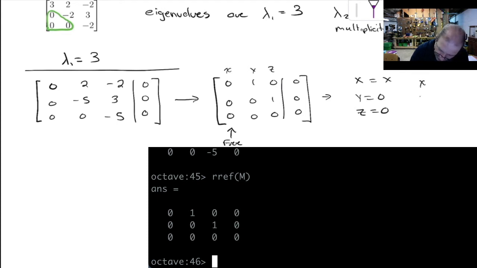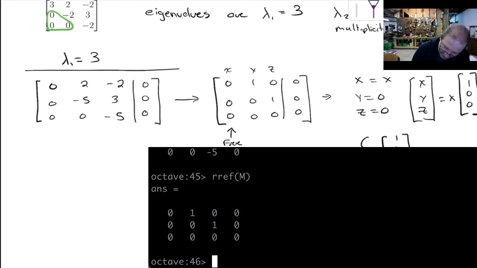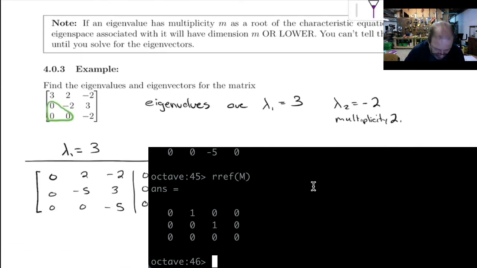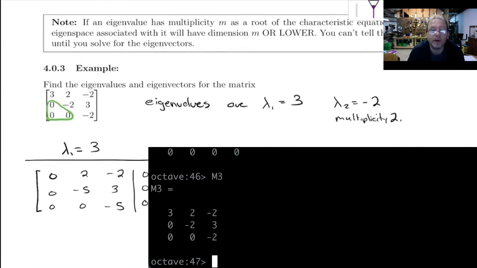So the eigenvector, see, this is just x times 1, 0, 0. So the eigenvector that goes with 3 is, the basis of the eigenspace is 1, 0, 0. And if we wanted to play around with that, we could. Let's see. I think I have this actual matrix on here. I think it's called M3. Yeah. If you take that and you multiply it by the column vector 1, 0, 0, that should multiply this thing by 3. Sure enough, it does.